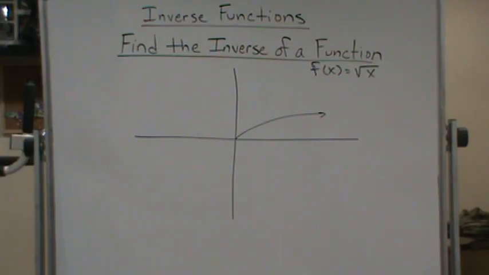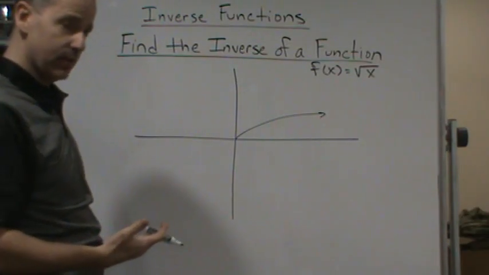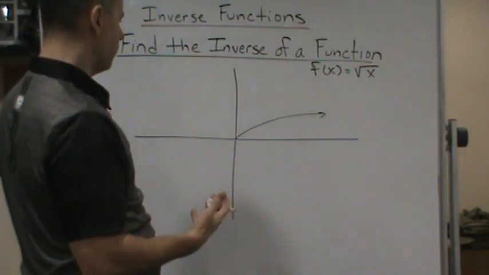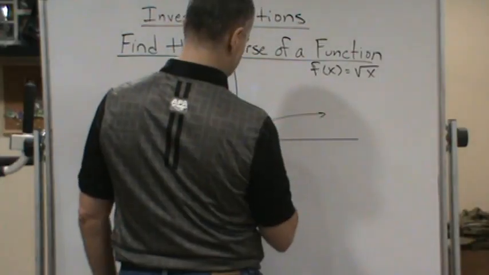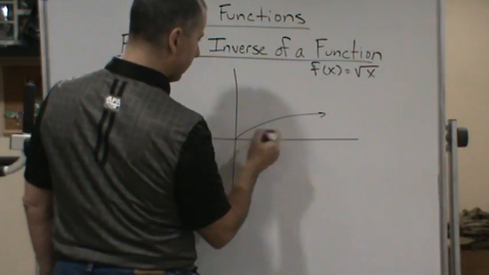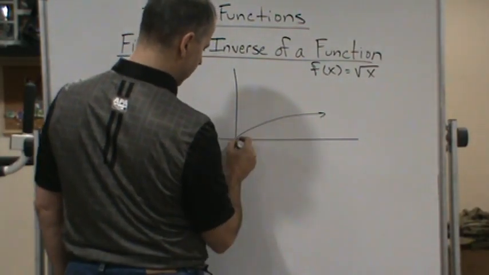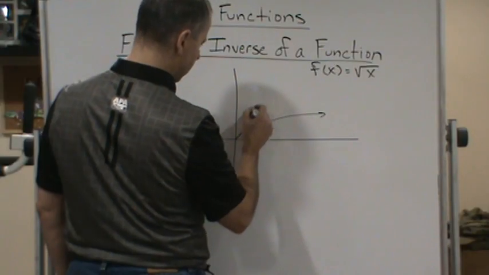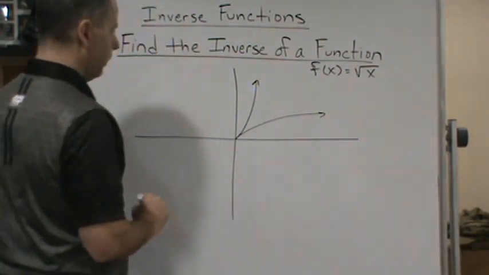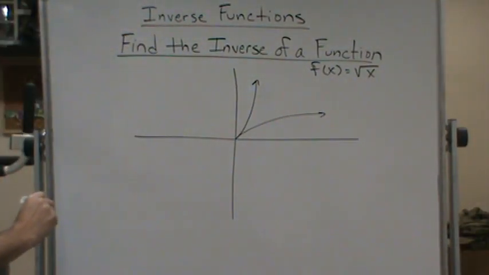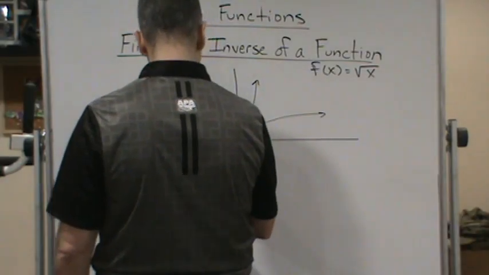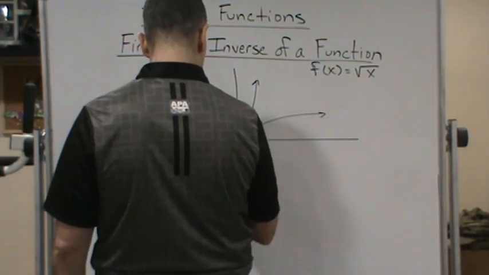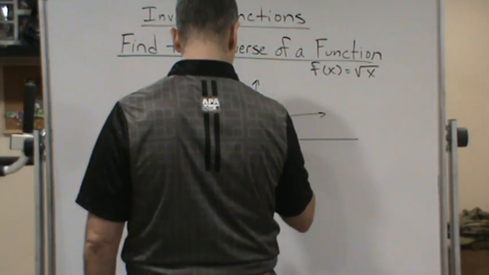Now, what about the inverse? Well, you may have noticed that when we do the inverse of this one, it ends up doing something like this. This is a sideways parabola, and this one ends up being half of a parabola, right? And so what we notice to be true, and let me do it this way here.